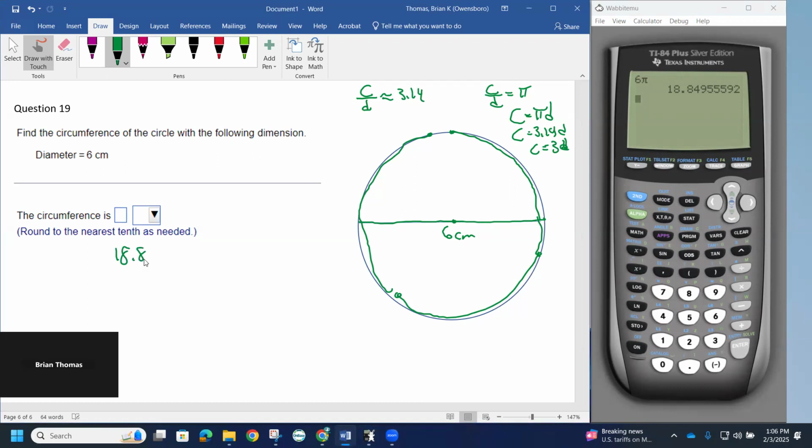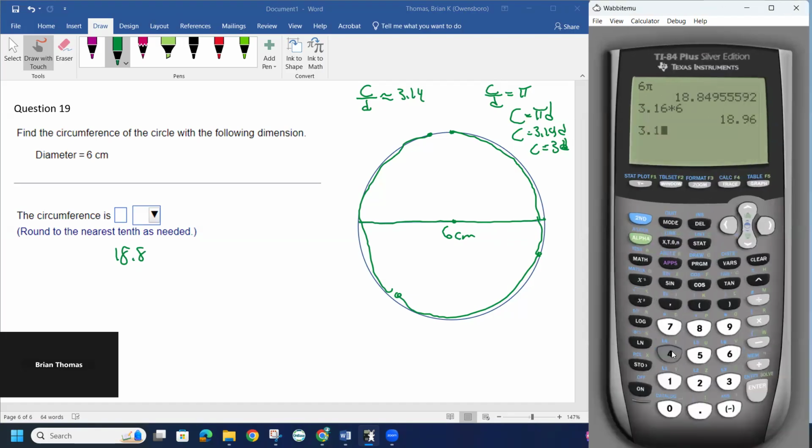Now, notice how our estimation was 18 if I just multiply 3 times 6. So that's feeling pretty good. Now, if you multiply 3.14 times 6, it doesn't make that big of a difference. Notice how that does give me 18.84 as well. So notice how with 3.14 and multiplying by pi, there's not much difference. It still gives me 18.8 either way.